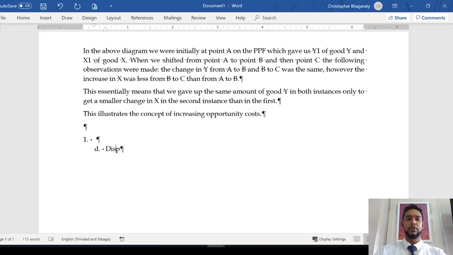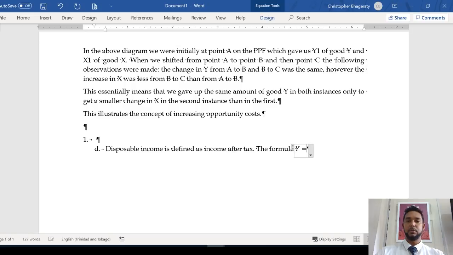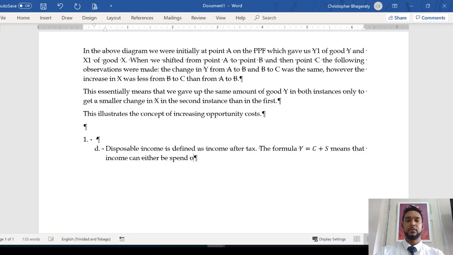So disposable income is defined as income after tax. I like to do my formulas. Y is equal to C plus S means that income can either be spent on consumption, which is notated as C, or saved, which is notated as S.